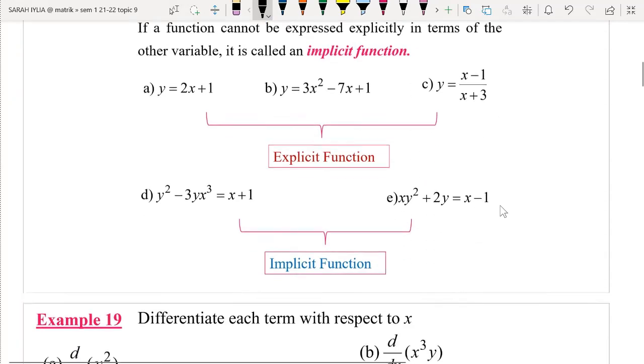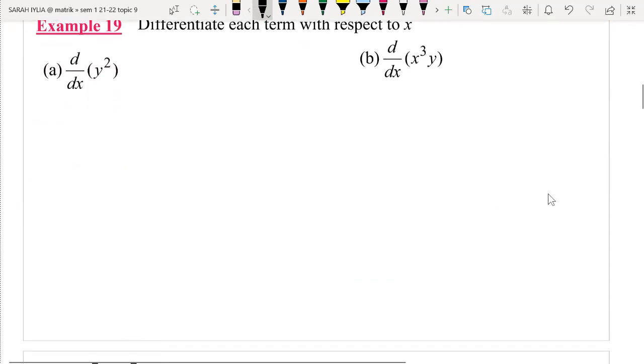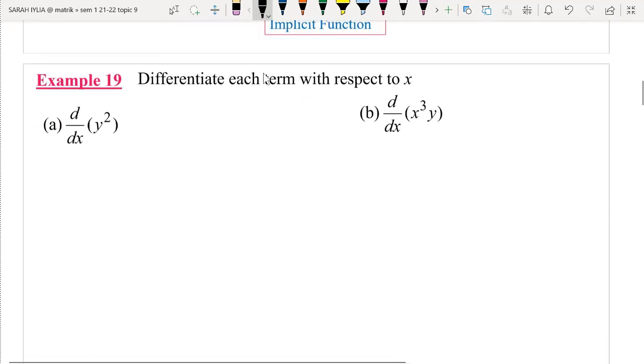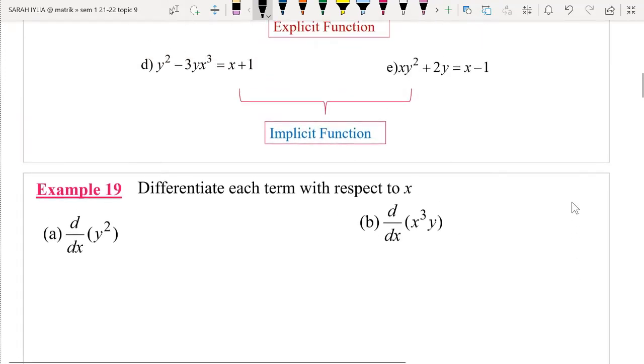So we start with implicit differentiation straight away. Differentiate each of the term with respect to x. Okay, sebelum kita pergi example ni, saya nak buat note dululah apa beza dia dengan differentiate biasa. Okay, so let's say differentiate biasa kita nak differentiate x squared. Semua orang dah terror dah. Derivative of x squared will be 2x.